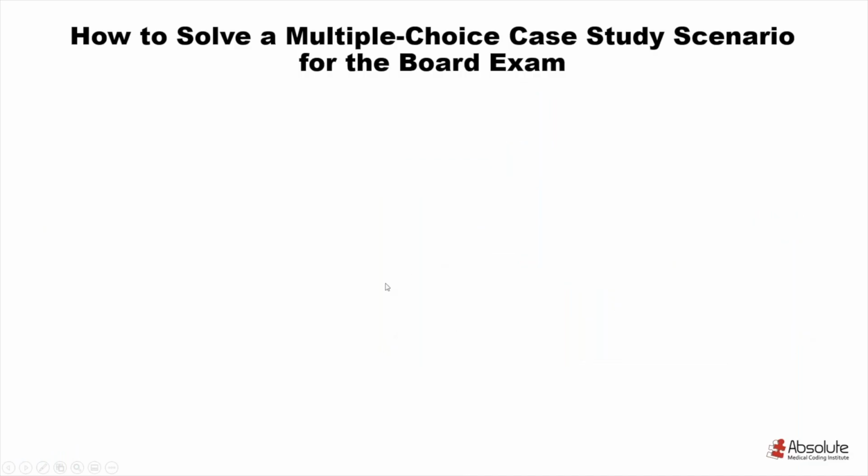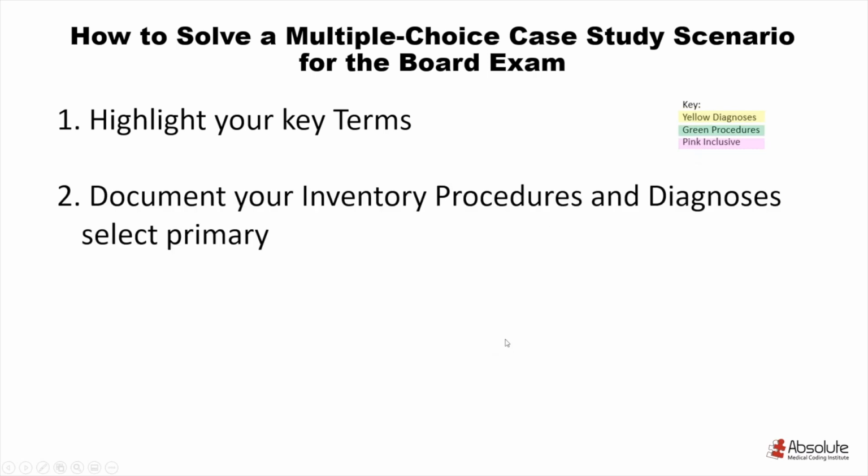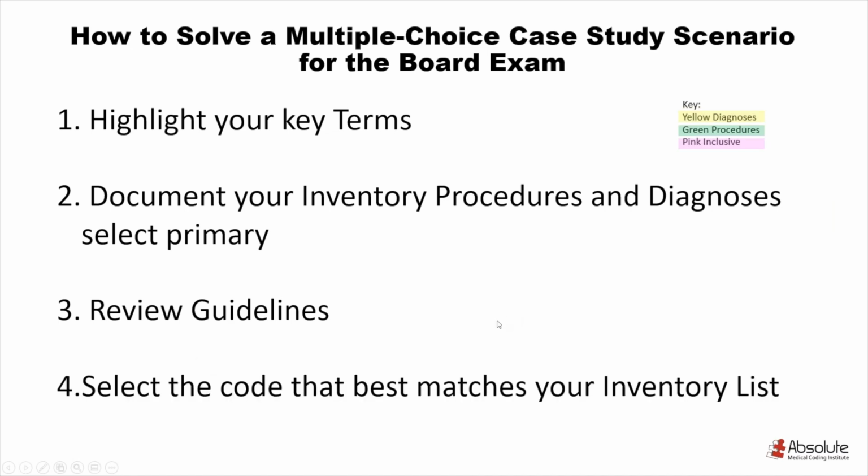Before we get started, let's review how to solve a multiple choice case study scenario for the board exam. Typically, these will be operative reports. First, highlight your key terms. Remember our key: yellow for diagnoses, green for procedures, and pink if it's inclusive or bundled. Number 2, document your inventory, your procedures, diagnoses, and select the primary. Number 3, review guidelines. And 4, select the code that best matches your inventory list.